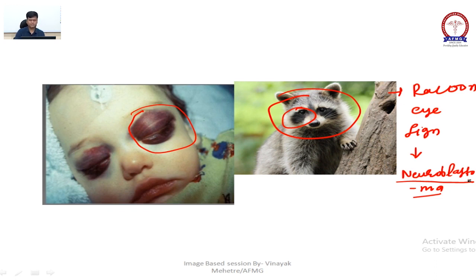Raccoon eye sign is seen in neuroblastoma. And one more thing, there will be one sure shot question from eye tumor. Everything related to eye, there will be a sure shot question from eye tumor. Add this topic in your 8 topic list. Okay.